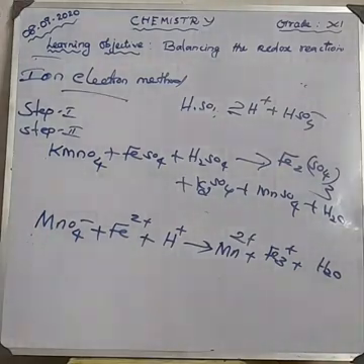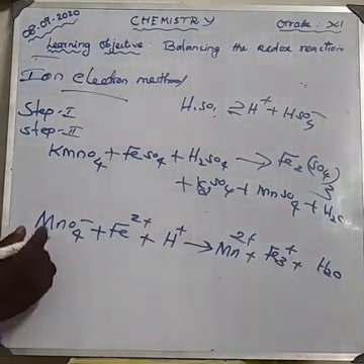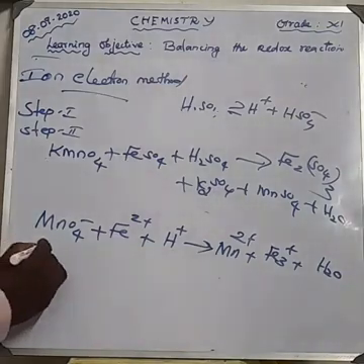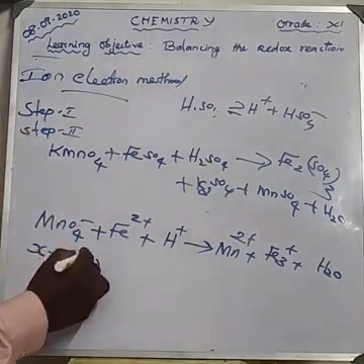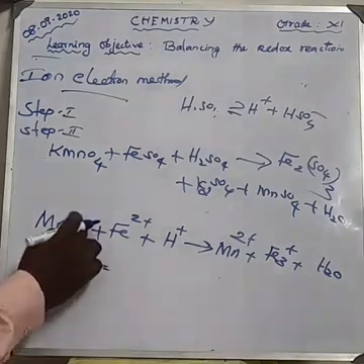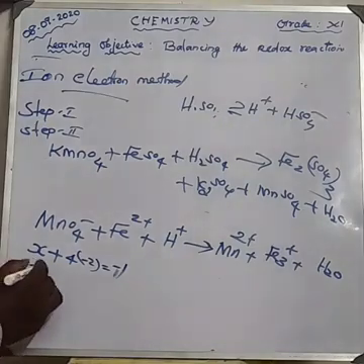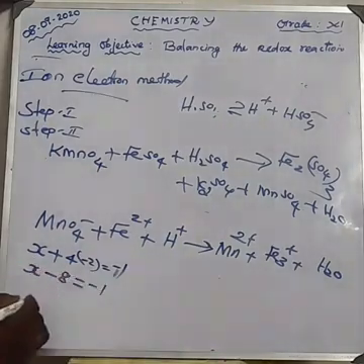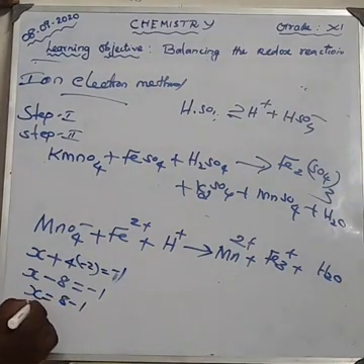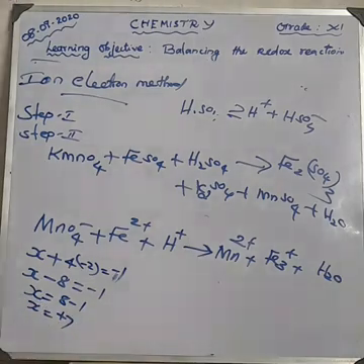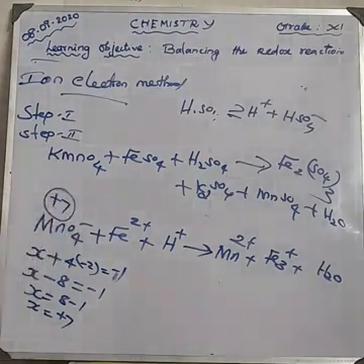First of all, you should write the oxidation state for MnO4 minus. Yesterday I told you how to write the oxidation state. Mn can be taken as X. Am I right? X plus oxygen having 4, each being minus 2, so 4 times minus 2, equal to the charge, minus 1. Then X minus 8 equals minus 1. X equals 8 minus 1, so X is equal to plus 7. Plus 7 is the oxidation state for the MnO4 minus ion.